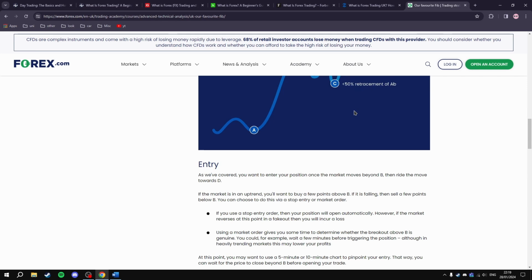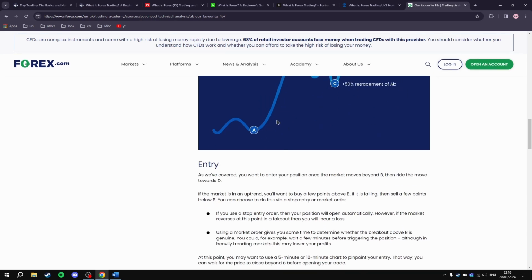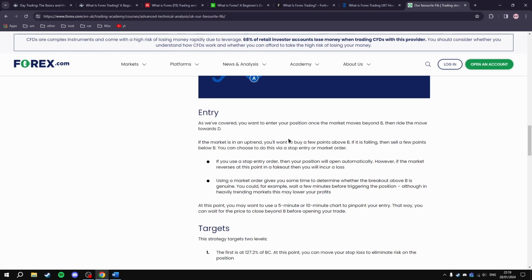If the market is in an uptrend, you'll want to buy a few points above B. If it is falling, then sell a few points below B. You can choose to do this via stop entry or market order. If you use a stop entry order, then your position will open automatically. However, if the market reverses at this point in a fake out, then you will incur a loss. Using a market order gives you some time to determine whether the breakout above B is genuine. You could, for example, wait a few minutes before triggering the position, although in heavy trending markets this may lower your profits.